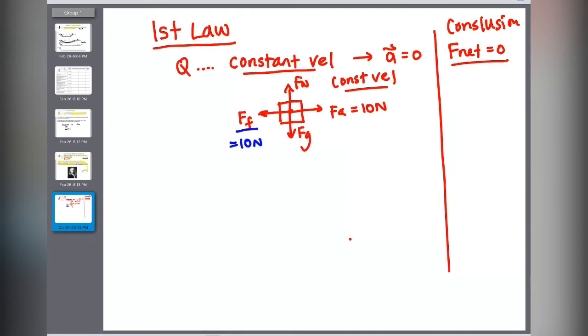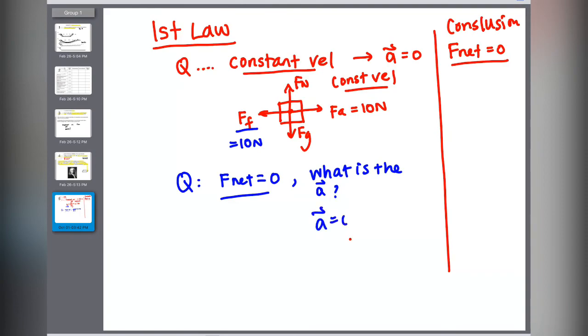And then vice versa. If the question tells you that the net force is equal to 0, and I'm asking you what the acceleration is, you can say that according to the first law, if the net force is 0, the implication is that the acceleration also has to be 0.